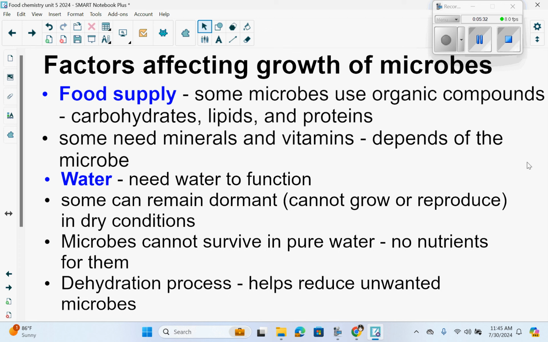Factors affecting the growth of microbes. In the food supply, some microbes use organic compounds like carbohydrates, lipids, and proteins. Some need minerals and vitamins. It depends on the microbe. Water is needed. They need water to function. Some can remain dormant, which means they cannot grow or reproduce in dry conditions. Microbes cannot survive in pure water because there are no nutrients for them.